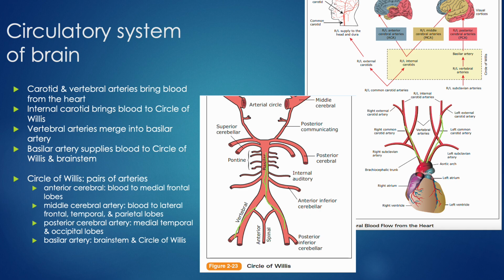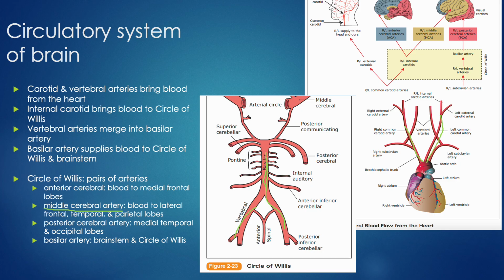So the anterior cerebral artery brings blood to the medial frontal lobes. Middle cerebral artery, this is the one that's most critical for our stroke patients the majority of the time, especially those with aphasia.